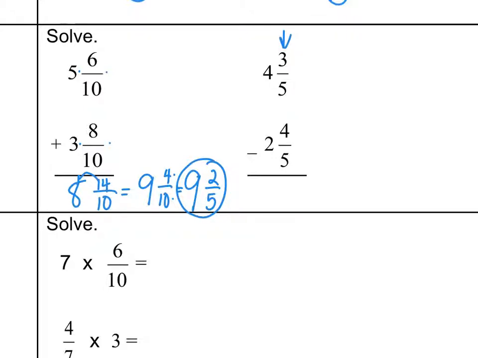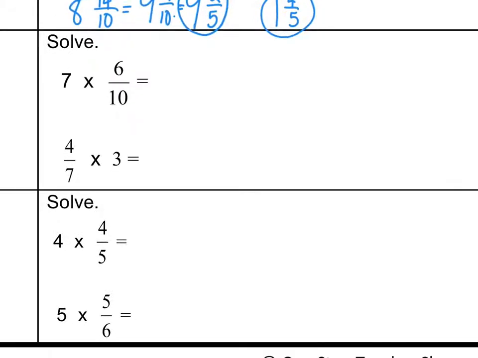All right, 3/5 take away 4/5. That's like saying 3 pieces, take away 4 pieces. You can't do it. We have to borrow a whole. That leaves us with 3 wholes. When we borrowed that whole, we were really taking away 5/5, and we're going to add it to the 3/5. So that would give us 8/5. 8/5 minus 4/5 is 4/5, and 3 wholes minus 2 wholes is 1 whole. So 1 4/5 is the answer to that one.